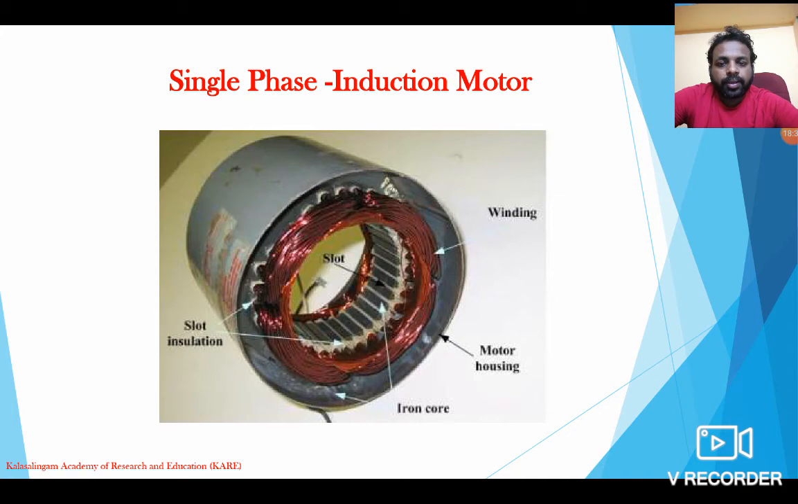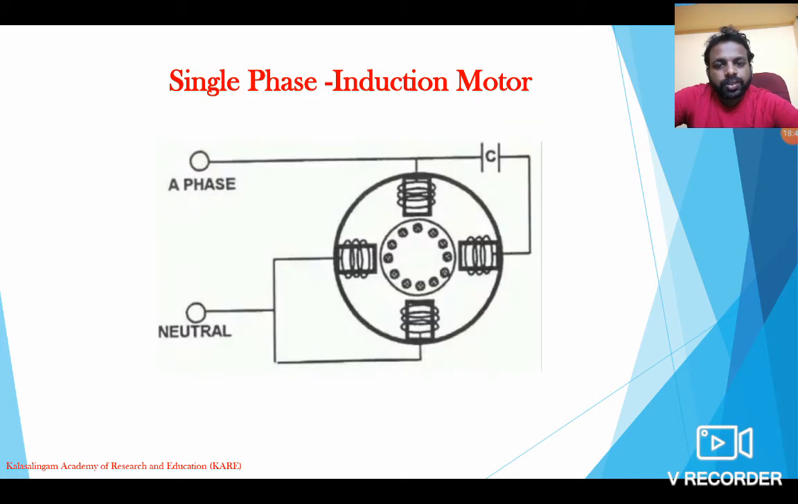And this is the diagram. On the inner side you have slots. Inside the slots we have a winding. It has a single phase winding. And this is a line diagram. In the outer portion we have slots. Over the slots we have winding. So these windings are energized with the help of single phase AC current.